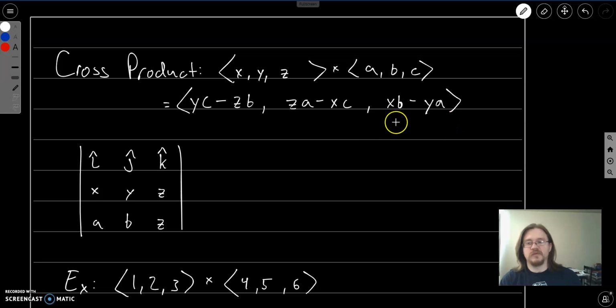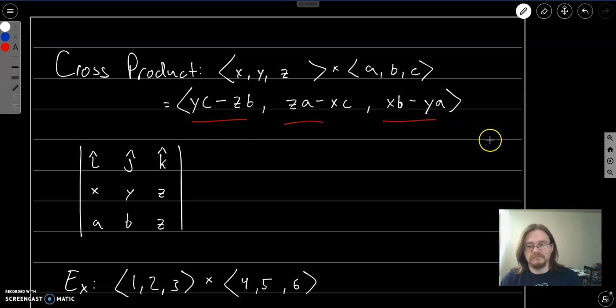And as you look at this formula, this is a gigantic formula. It's got 3 parts to it. How on earth are you going to remember this? Well, you can write it down in your notes and use your notes. The other thing that I want to point out is that there is a pattern to this. So xyz cross abc, yc minus zb is the first coordinate, za minus xc is the second coordinate, and xb minus ya is the third coordinate.